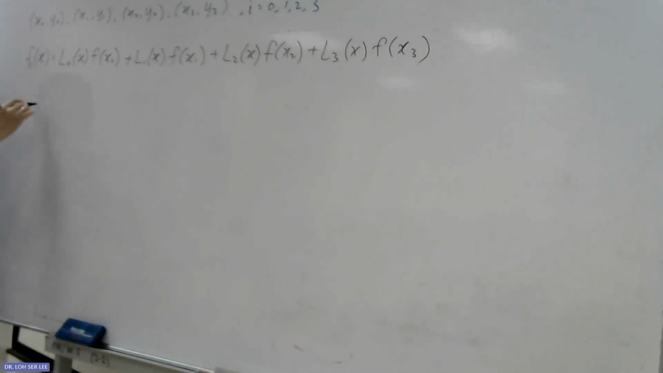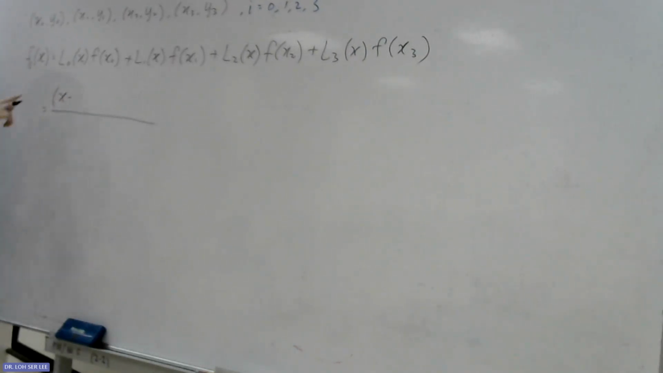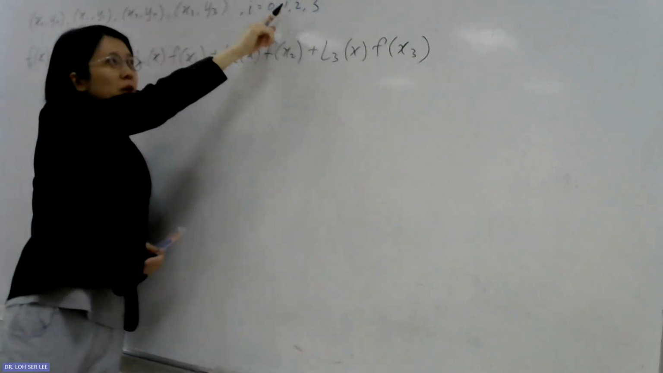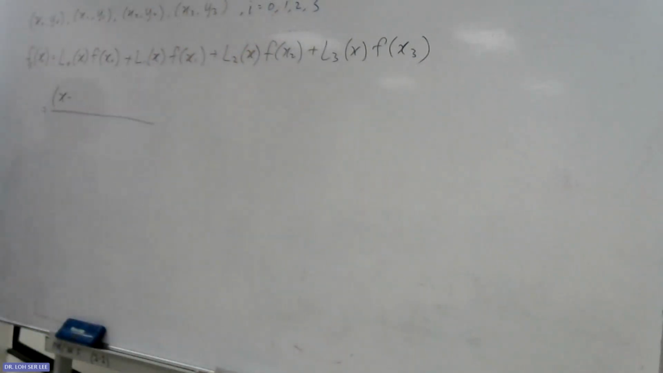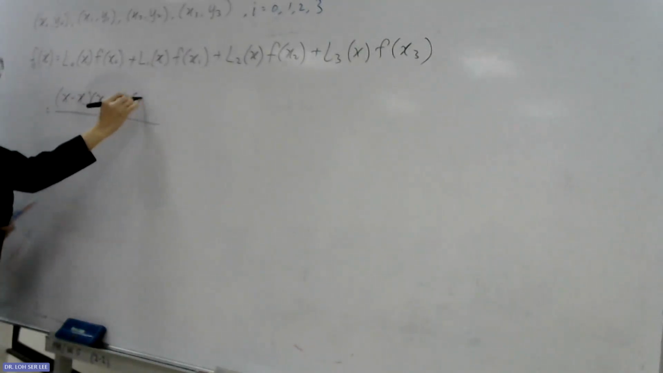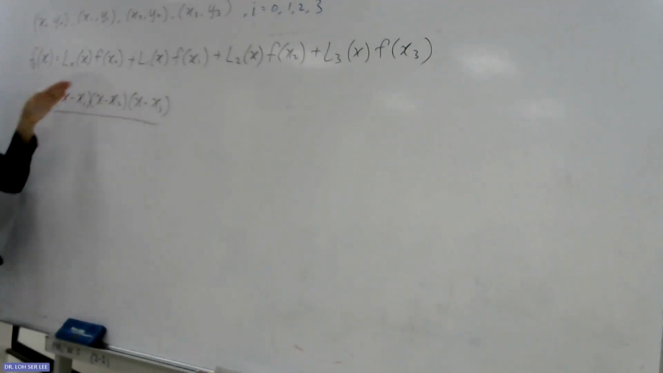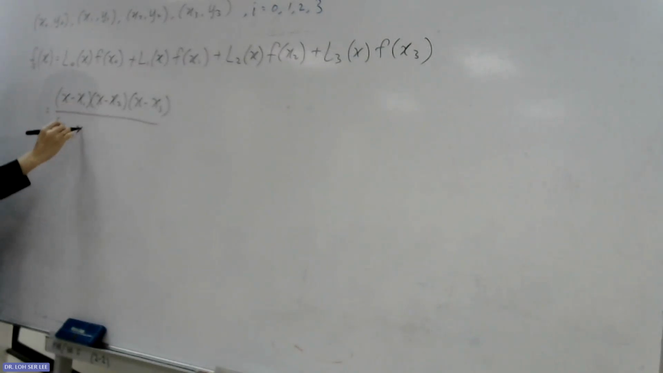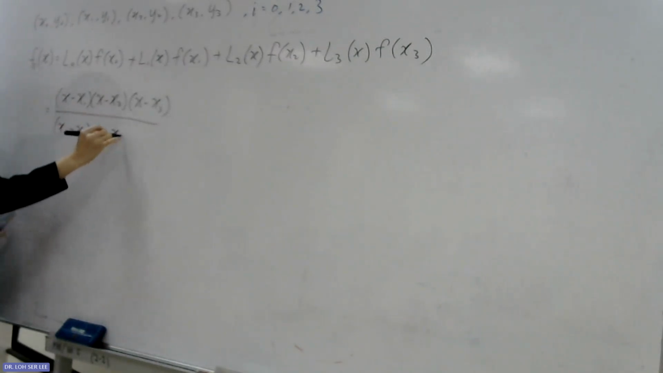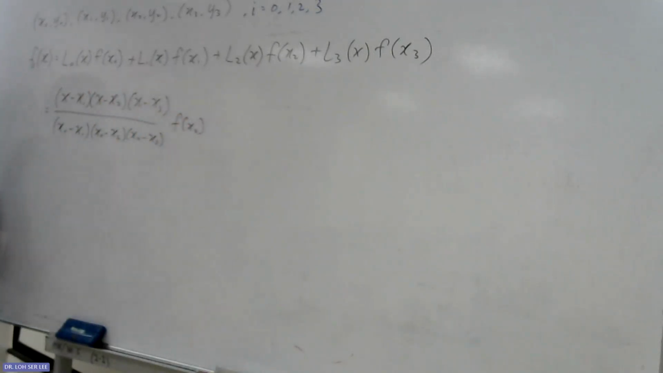So L0 now. What is L0? i is 0, that means our j will be 1, 2, 3. So x minus x1, x minus x2, x minus x3. After you settle the top, the one from the bottom is x0 minus x1, x0 minus x2, x0 minus x3.